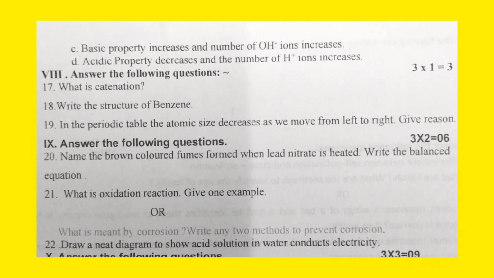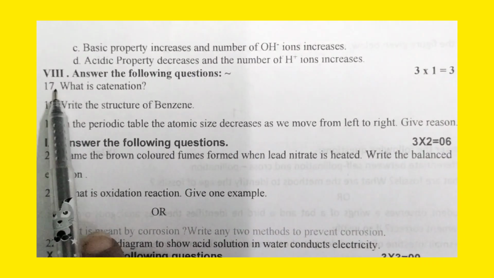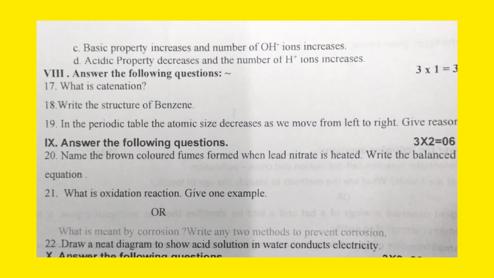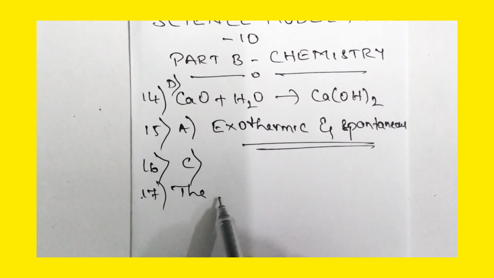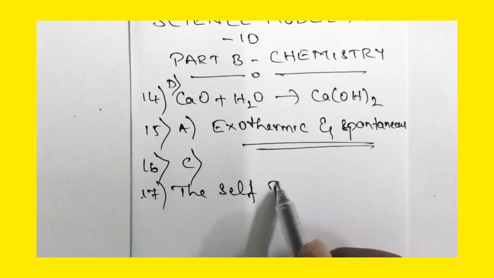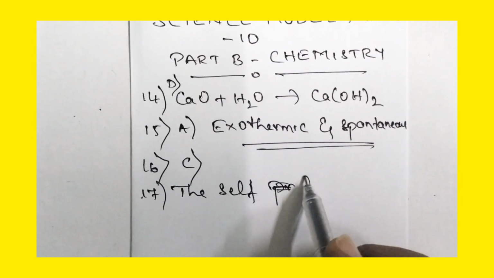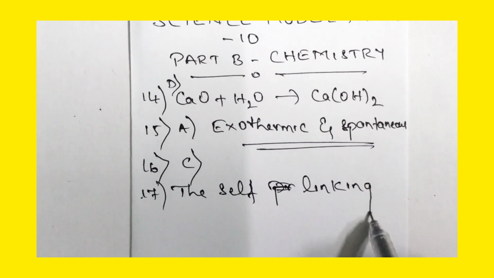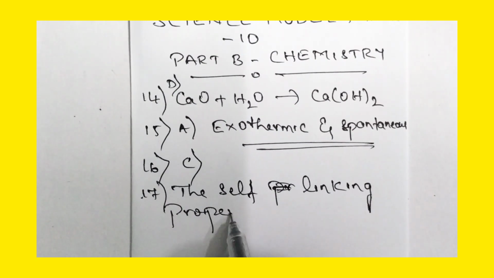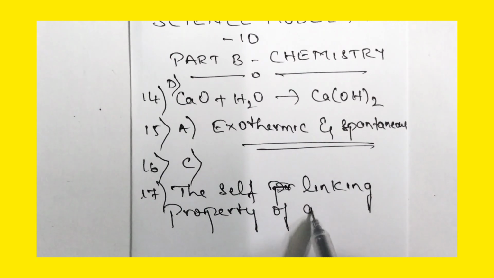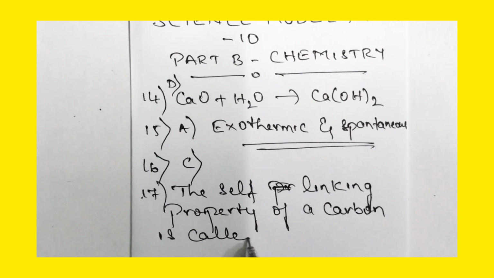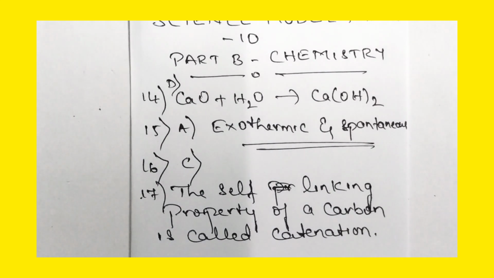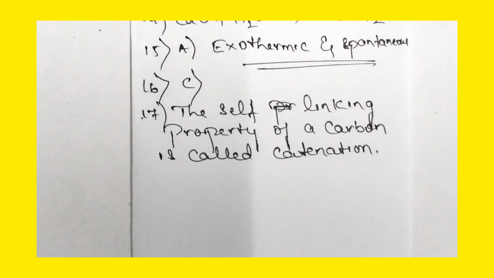Now let us move to the 17th question: what is catenation? Catenation is defined as the self-linking property of carbon. The self-linking property of carbon is called catenation.